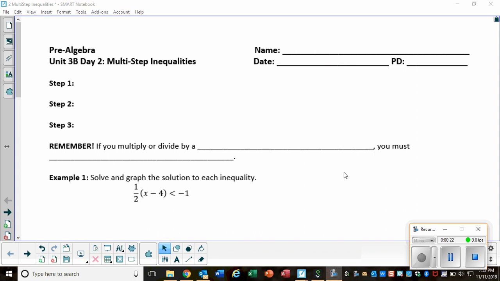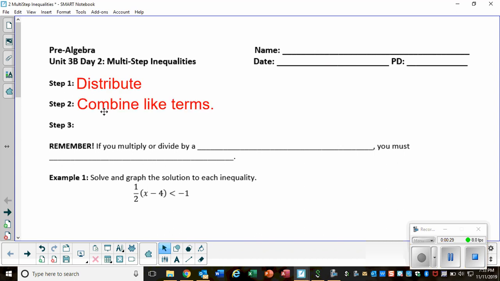Okay, so we go ahead and do the same steps. Step 1, we would distribute anything we need to distribute. Step 2 would be to combine any like terms that need to be combined. And then step 3 would be to solve. For right now, just solve your two-step equation. Remember that if you multiply or divide by a negative number, you must flip the sign.